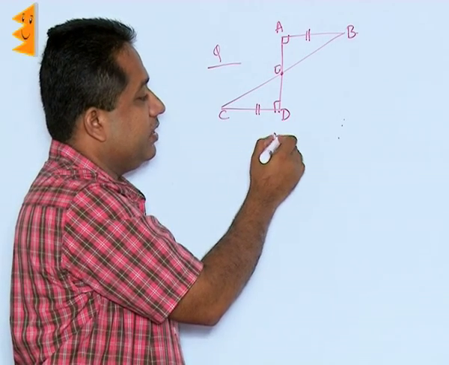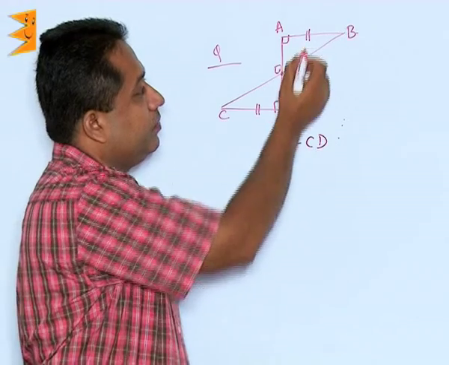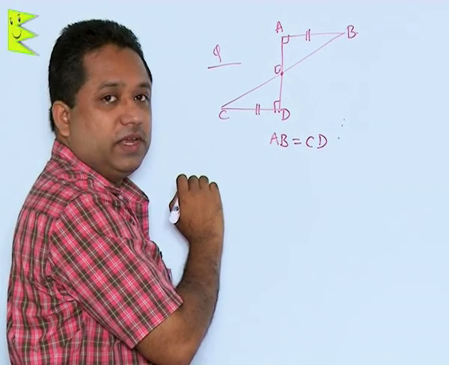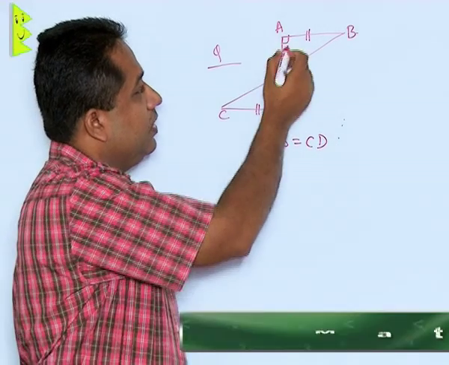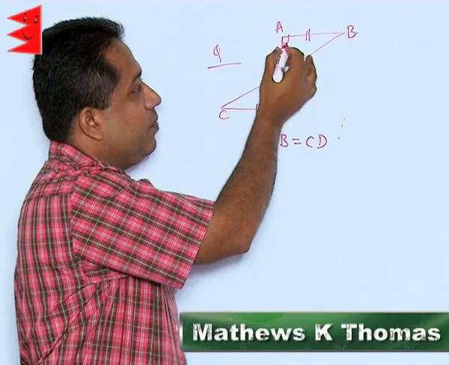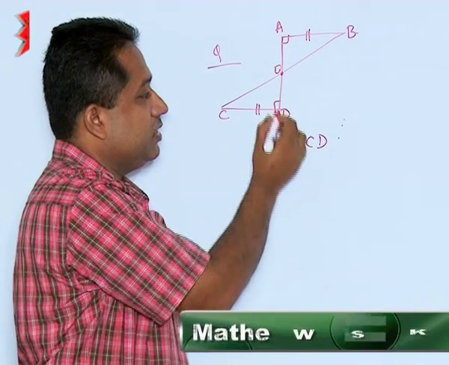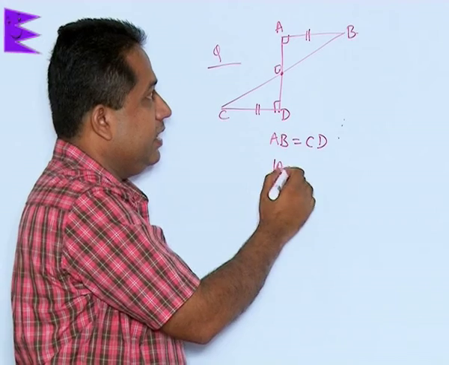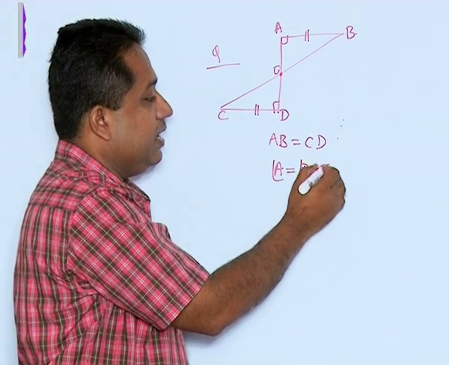It implies that AB and CD are equal. AB and CD are represented by the same symbol, so they are equal. Angle A and angle D have been given as 90 degrees. This is the symbol for perpendicular, that is 90. So A and D are 90.